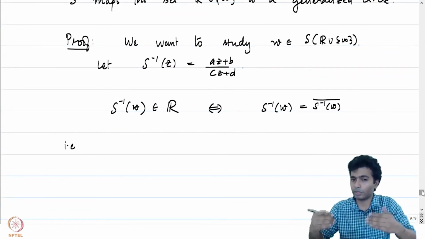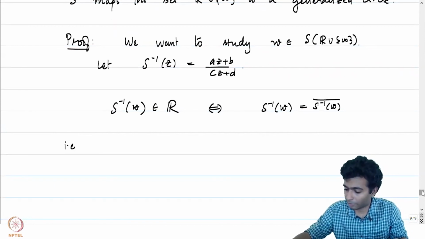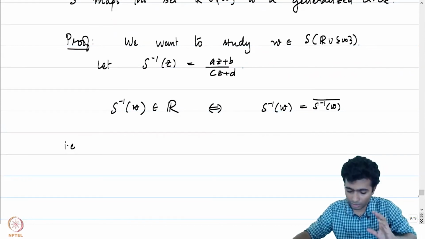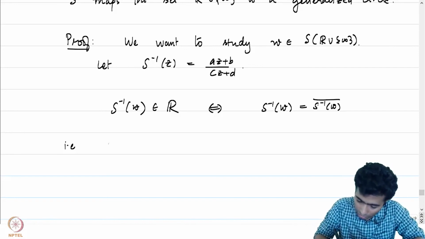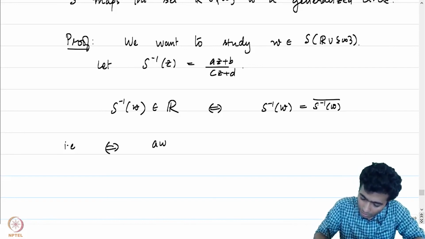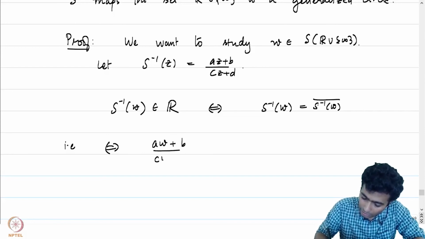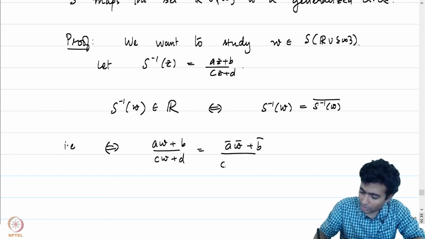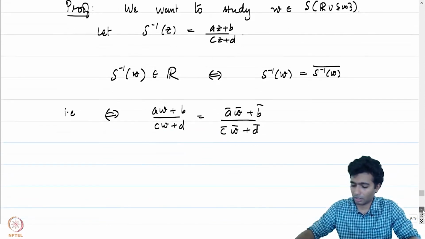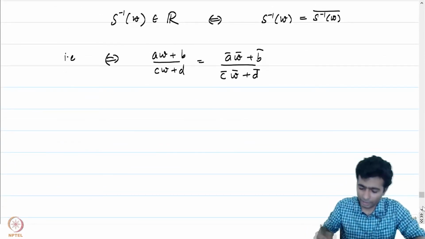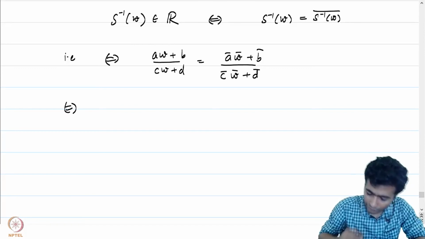Notice that we are going to do an if and only if statement here, which you should keep in mind, because this is if and only if: (AW + B)/(CW + D) = (Ā W̄ + B̄)/(C̄ W̄ + D̄). Right, let's just quickly write this down in a different manner.